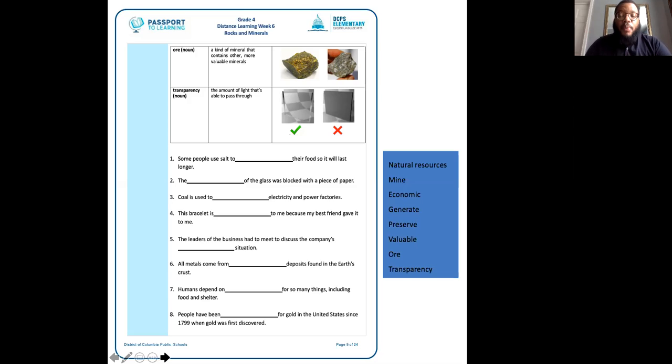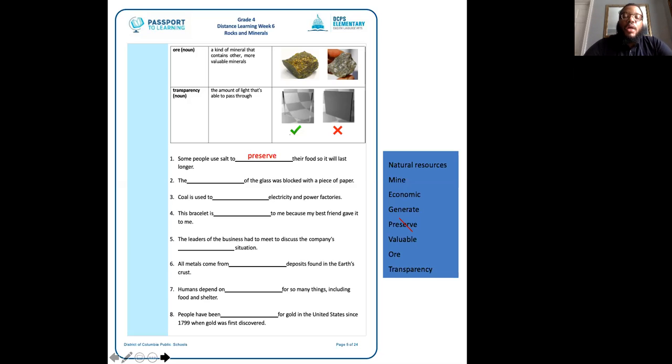Okay, let's start with number one. Number one says, some people use salt to blank their food so it will last longer. Those words last longer is a big clue. So which of the vocabulary words to the right mean or help something to last longer? Okay, think about that picture we saw of the jars with the food on the inside. Yes, so that means to make something last longer, that means to preserve it. Preserve. Some people use salt to preserve their food so that it will last longer.